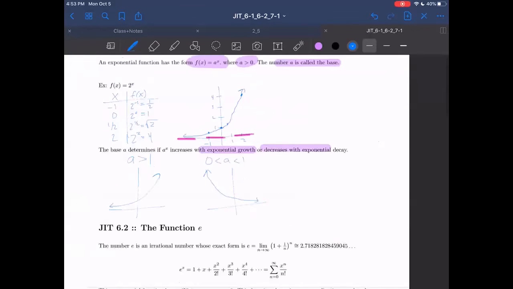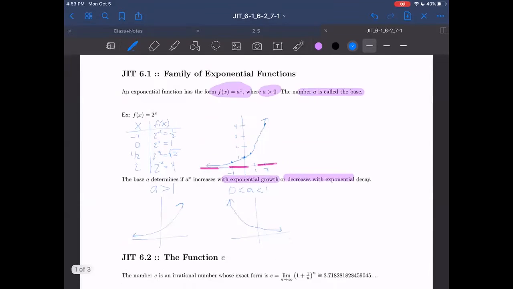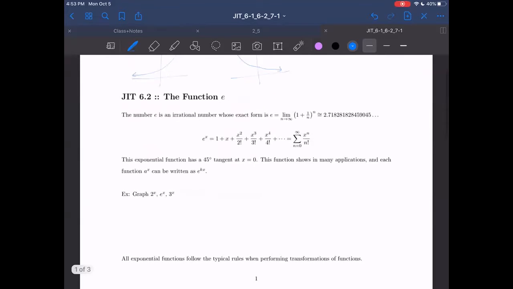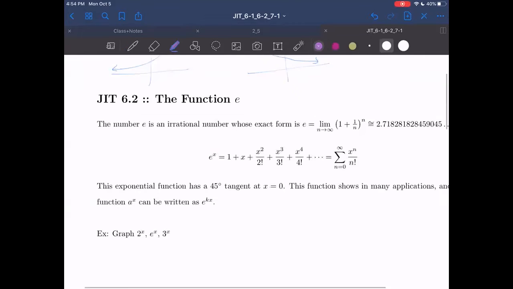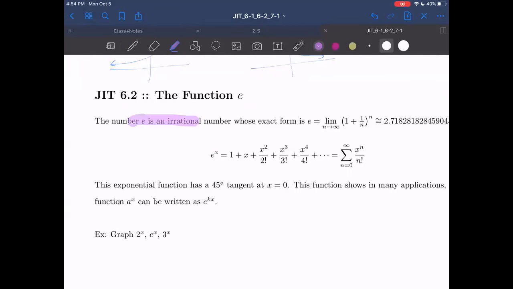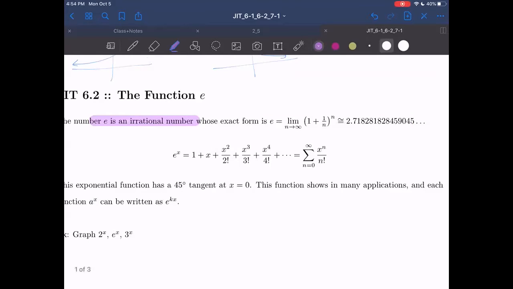All right, so there's exponential functions. There's a special type of exponential function, e to the x. Okay, so e, before we look at the function, e is just some irrational number, whose exact form is this, but you really just need to know the approximation and that e is a number and not a variable. Okay, and so then we have the exponential function. So e is the exponential number.